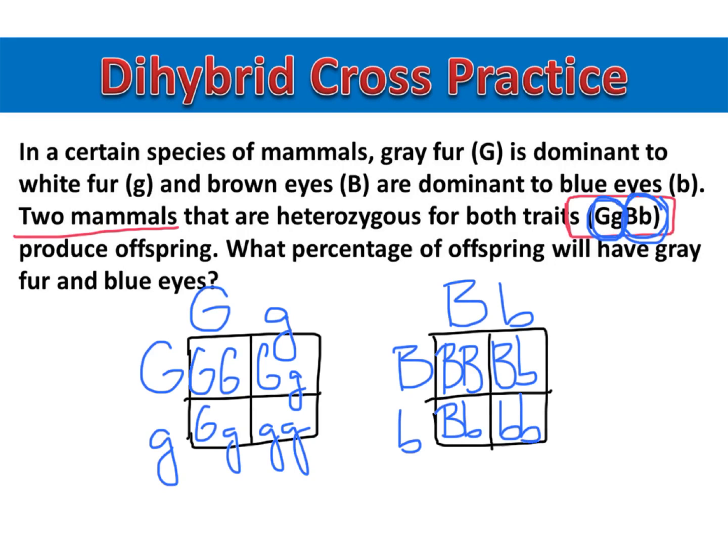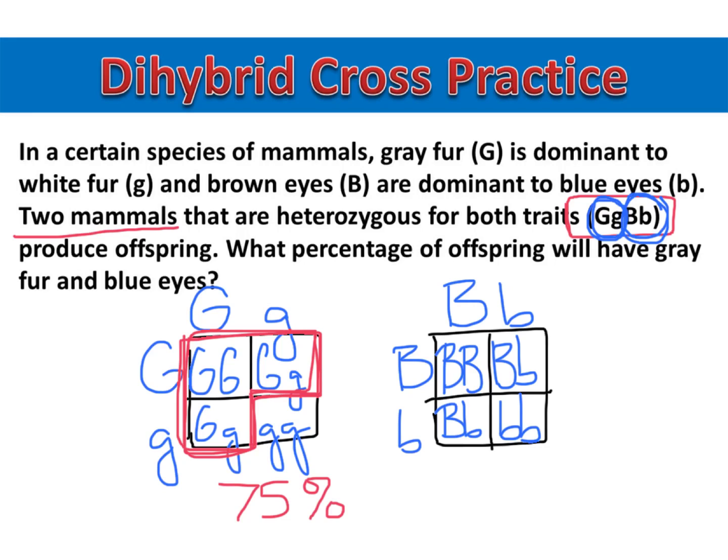And now I'm ready to answer my question. They want to know what percentage of offspring will have gray fur and blue eyes. Well, gray fur is the dominant allele, and so I can see that all three of these boxes show offspring getting the dominant allele, and so they would all have gray fur. Three boxes is 75%, so 75% would have gray fur.